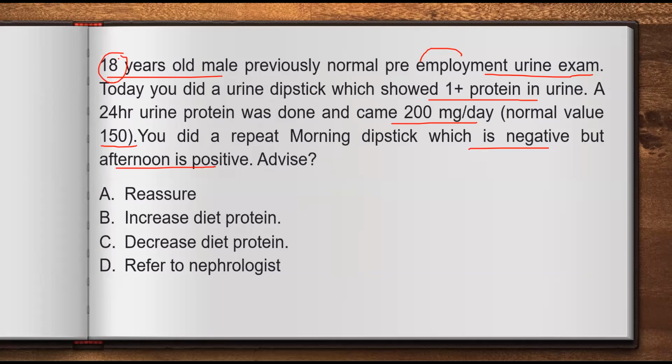We don't know about the exercise. It could be exercise-induced proteinuria, but why is the afternoon one elevated but not the morning one? But again, we don't think about excessive exercise unless it's given in the question.